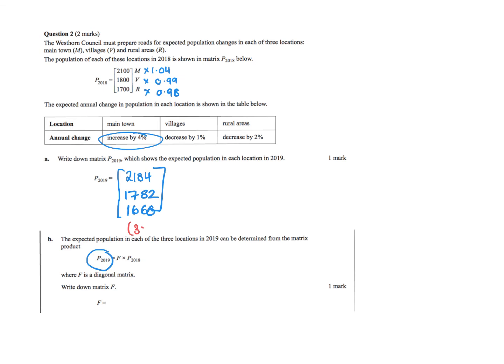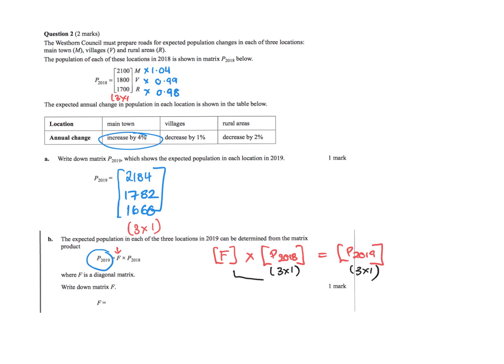So let's just write its order. It is a 3 by 1. So they said to get that, they multiplied this matrix by this matrix up here, which is also a 3 by 1. So let's break it up. We've got to work out what F would be. So I've got matrix F and I had to multiply it by P 2018, and it gave me, they said, P 2019. So I know that this is a 3 by 1, and I know that this is a 3 by 1.